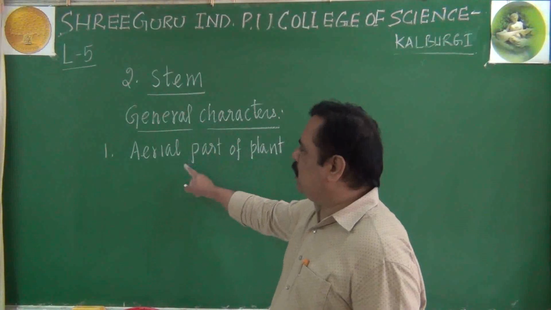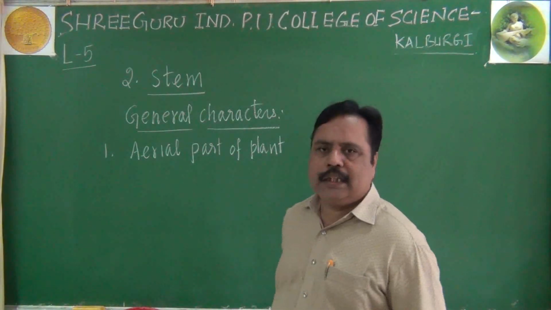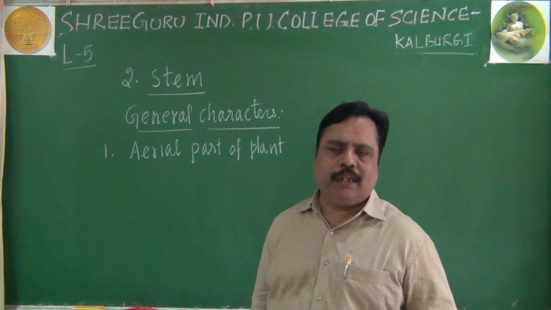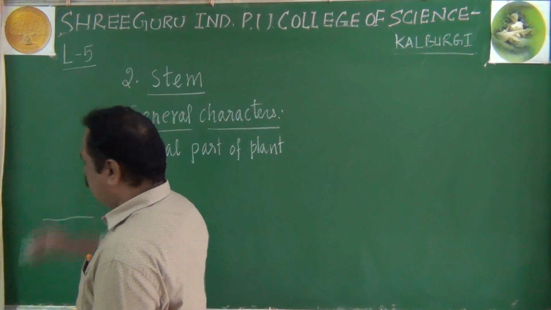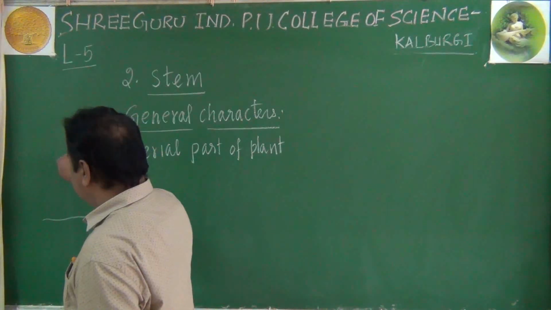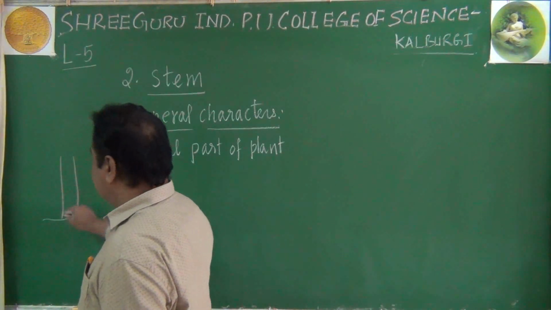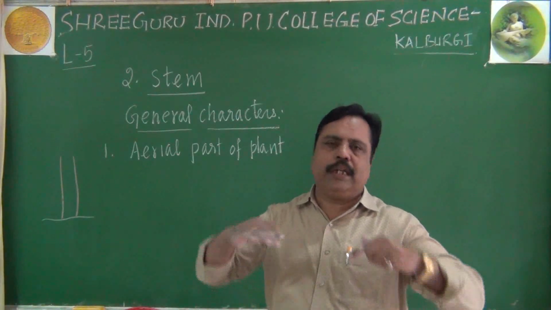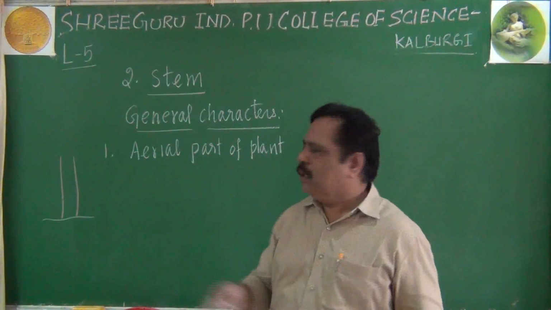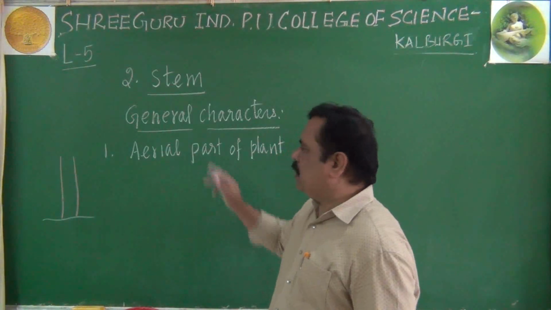But here remember, stem is an example, it is the aerial part of the plant. What is meant by aerial part? The stem will be located above the soil like this. They are exposed to the environment, exposed to the atmosphere. So they are called the aerial part of the plant.